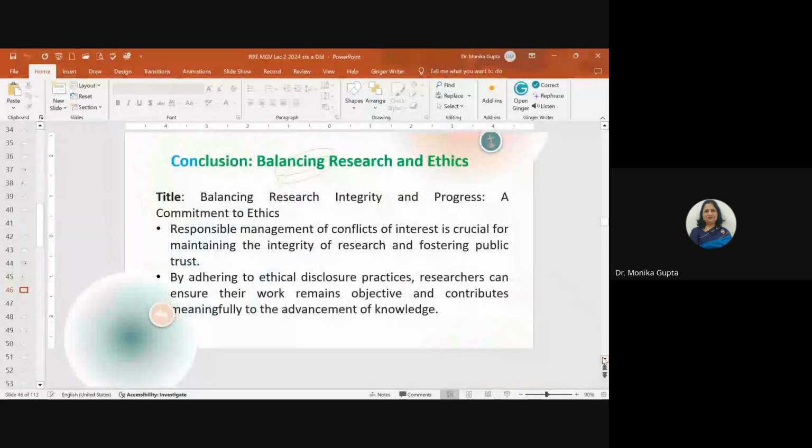Okay. So, conflicts of interest are an inherent part of the research landscape. However, researchers, editors, reviewers, and publishers all play a vital role in managing these conflicts responsibly. By prioritizing transparency and upholding ethical principles, we can ensure that research remains objective, trustworthy, and contributes to progress in management and beyond.